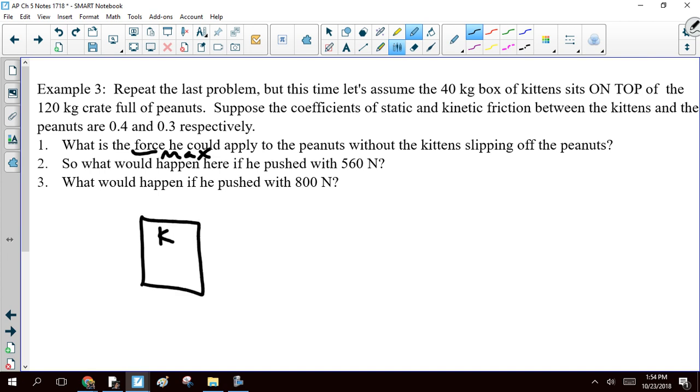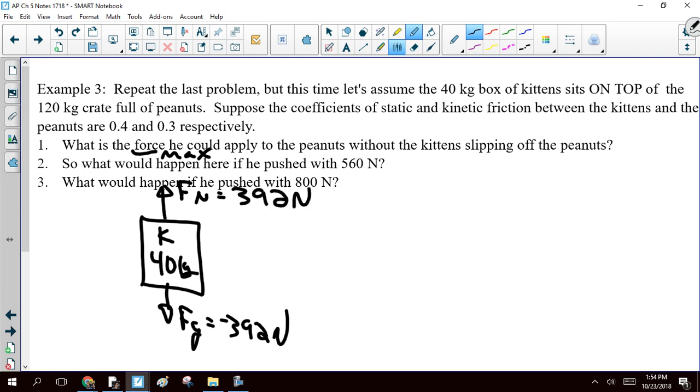So let's think about our kittens. The kittens are here. They've got a mass of 40 kilograms. So you've got your force of gravity, it's going to be negative 392 newtons. You're going to have your normal force, it's going to be positive 392 newtons.